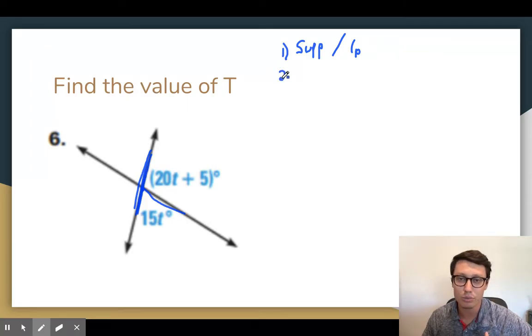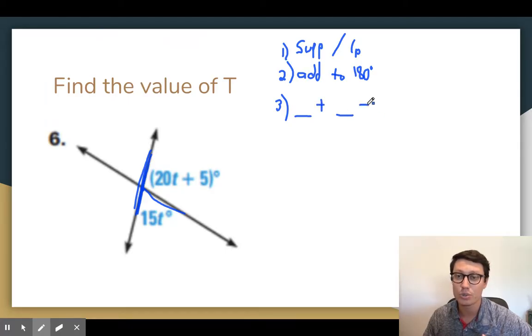Both of these, what is the relationship? Rule number 2, they add to 180 degrees. Okay, so now 3, set up the equation and solve. It's the same thing. We have 2 angles, right? 2 angles, and we know that they have to add to equal 180.